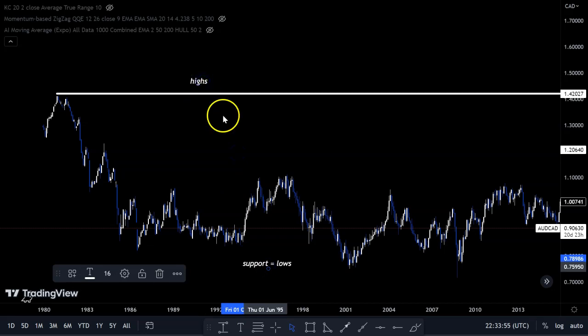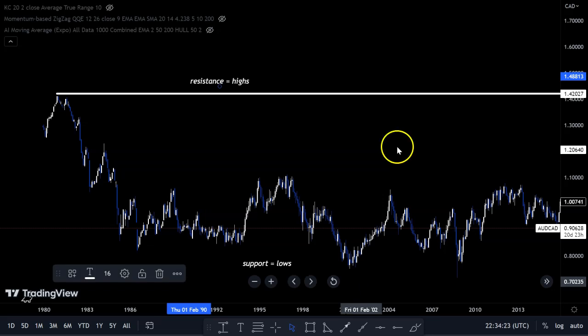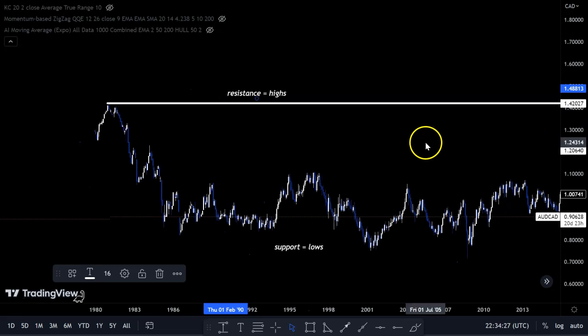Your resistance is equal to highs. So this makes it easy for us to understand that your supports are your lows and your resistance are your highs. So this is a high, this is a resistance.